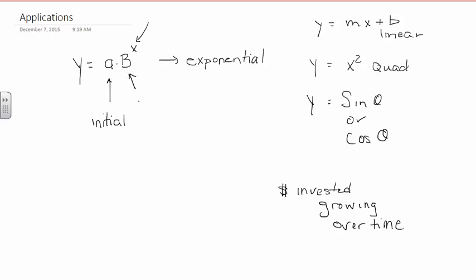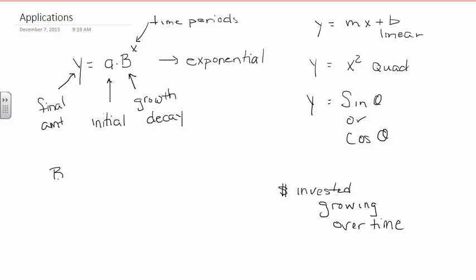Our b is our growth or decay rate, whether our money is increasing or decreasing, whether we're losing money. Our y is our final amount. So after 5 years, how much money is actually there. This equation works for bacteria, population, all kinds of different things that grow exponentially. Our x is our time periods. So x is not always in years. It depends on the time that we're talking about.